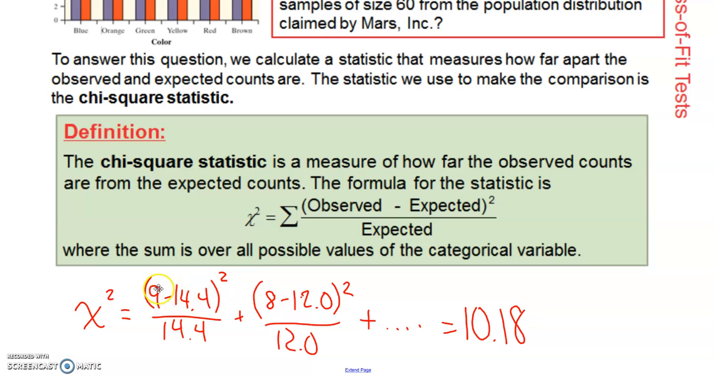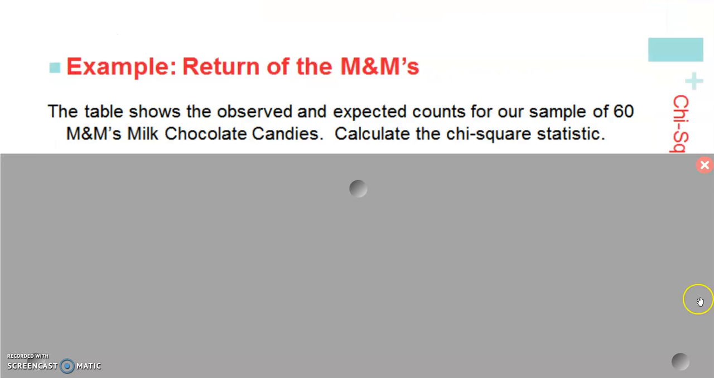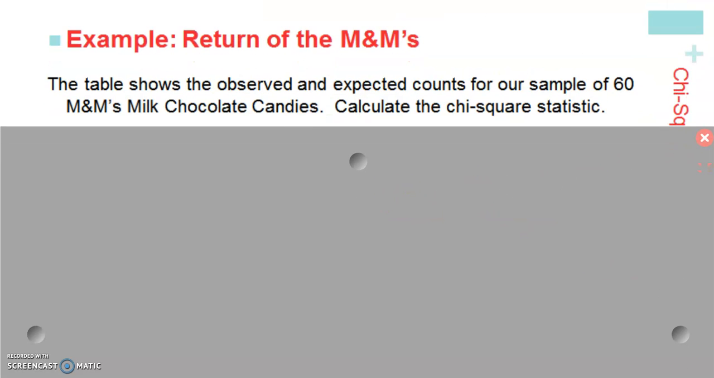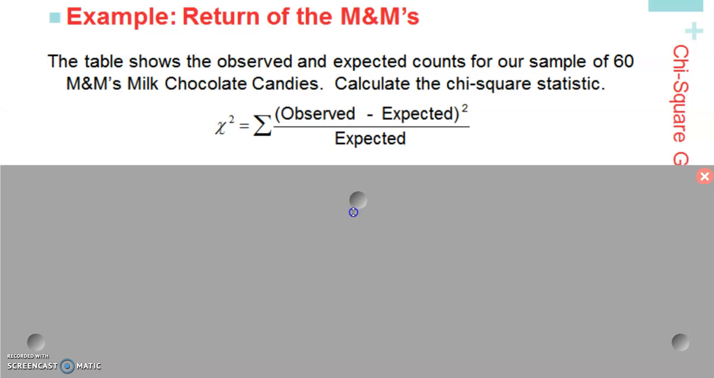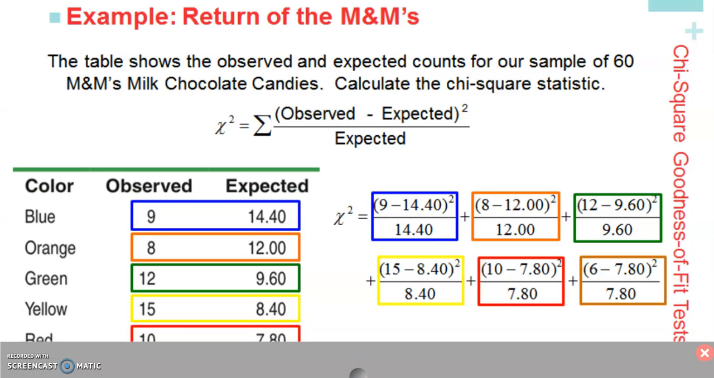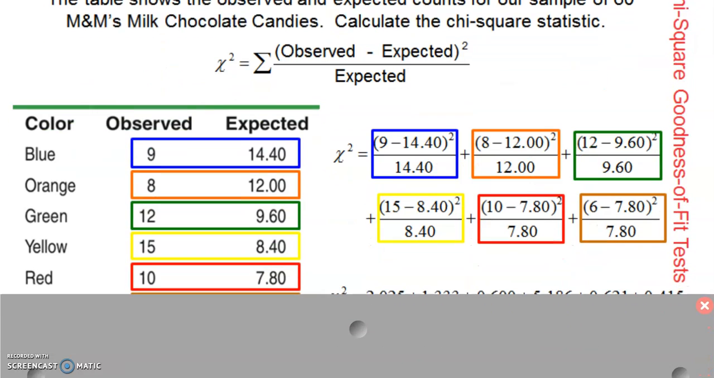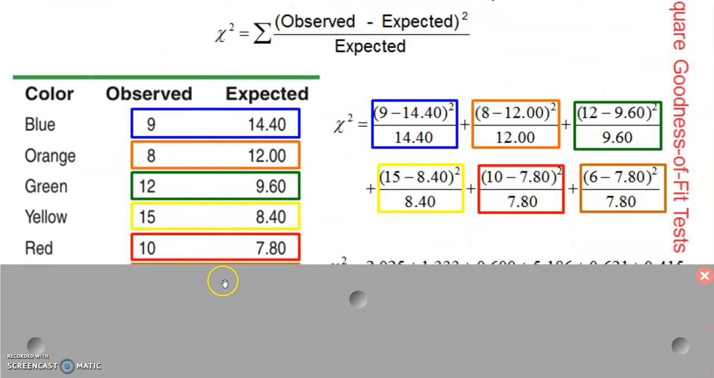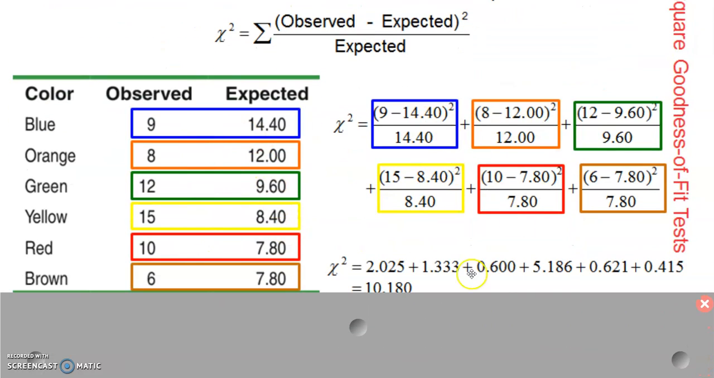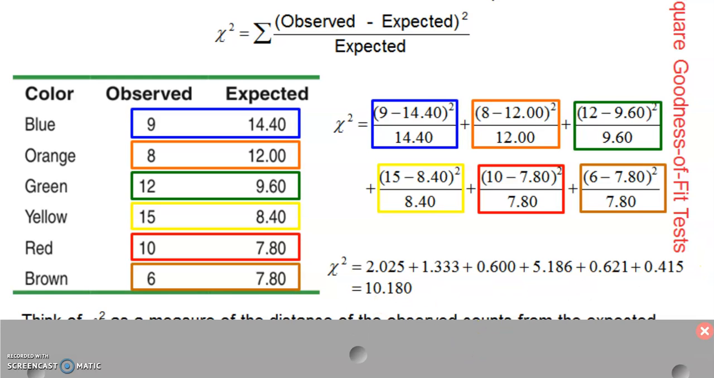For my first color, I observed 9, minus the expected was 14.4. I square that difference, then I divide by the expected. Then I do that for my next color, and so on. And my chi-squared value was 10.18. Here's that 10.18 again, but you can see now here are my 6 different colors, and here's the fraction for each color. Add them all up, there's that 10.18.